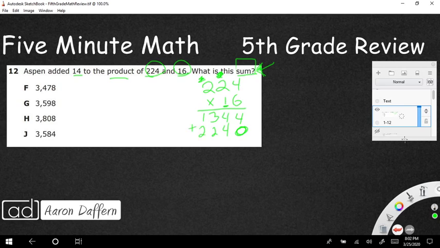So it seems pretty simple. And if you're not paying attention, you are going to get the wrong answer. I actually like this question because 3,584, look at that. It is right there. And if you're not paying attention, you are going to choose that, but that is not the correct answer. Go back and read the question.